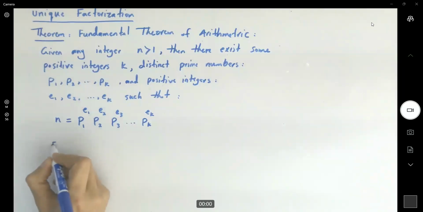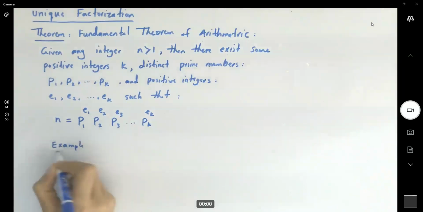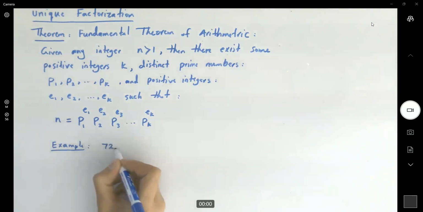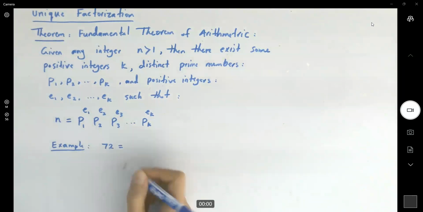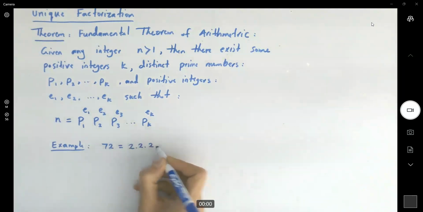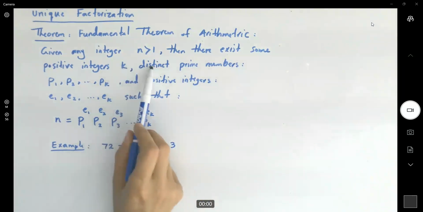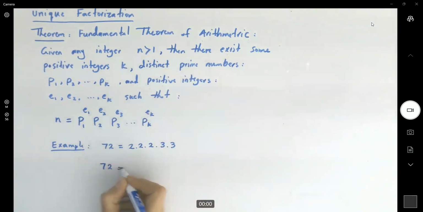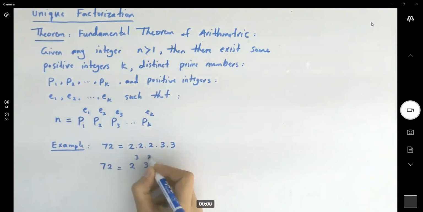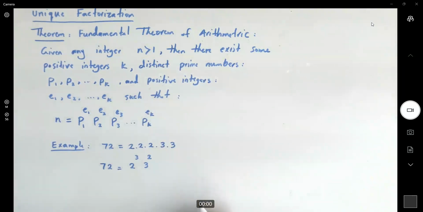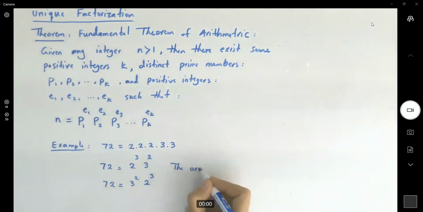For example, take 72. 2 times 2 times 2 times 3 times 3. Well, if you just write it this way, you have 2 to power 1, 2 to power 1. Remember that we have distinct prime numbers. So you get 2 to the power 3 and 3 to the second power. The order is not important. 72 can be written as 3 to power 2, 2 to power 3. That's why it's unique factorization.